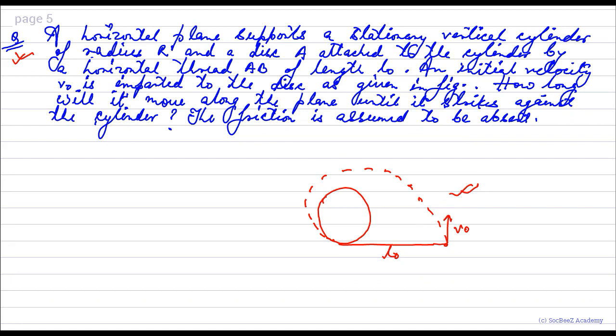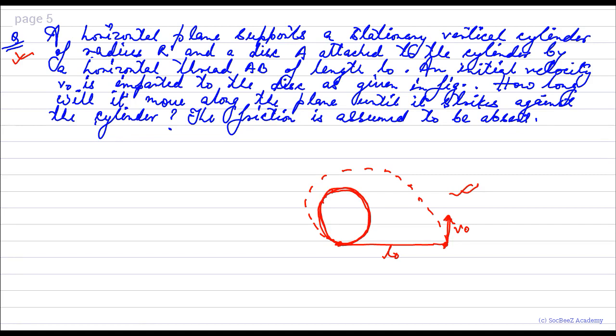Fine. So in this case, I have a string which is tied to the cylinder at this particular point. The other end of the string is free, and I have a particle which is attached to the other end of the string, and the particle is imparted a velocity V0, as shown in the figure. This is basically a top view of the setup. So this is basically my cylinder. It is just the top view, therefore we are viewing it as a circle.